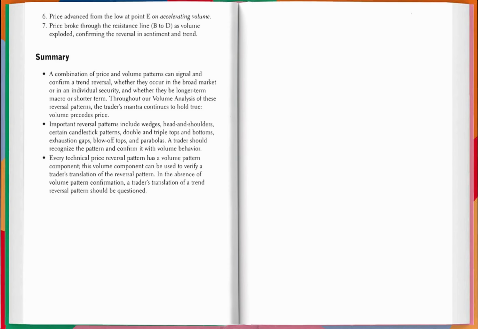Summary. A combination of price and volume patterns can signal and confirm a trend reversal, whether they occur in the broad market or in an individual security, and whether they be longer-term macro or shorter-term. Throughout our volume analysis of these reversal patterns, the trader's mantra continues to hold true: volume precedes price. Important reversal patterns include wedges, head and shoulders, certain candlestick patterns, double and triple tops and bottoms, exhaustion gaps, blow-off tops, and parabolas. A trader should recognize the pattern and confirm it with volume behavior.